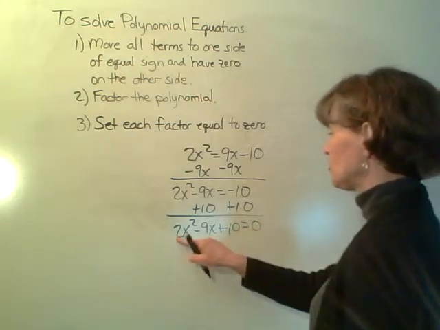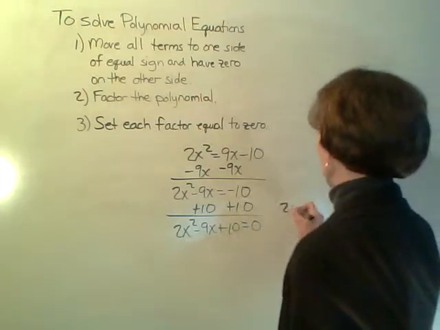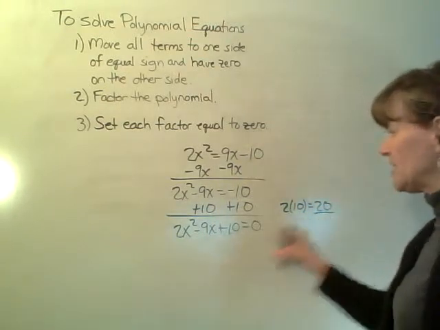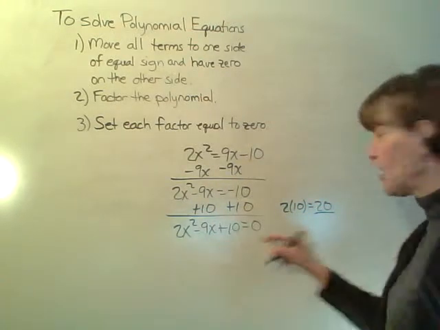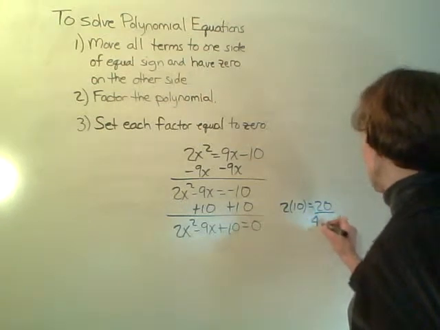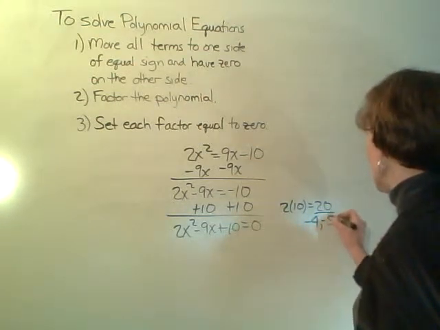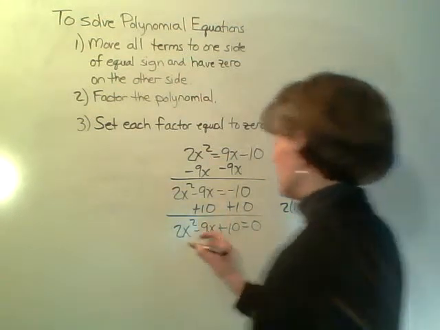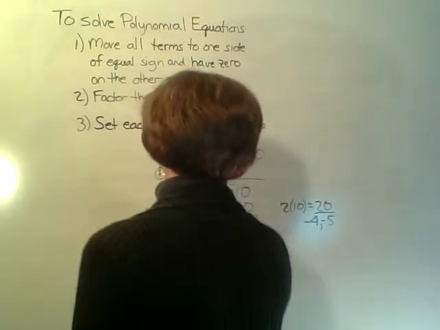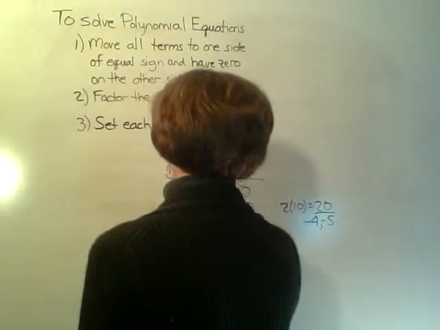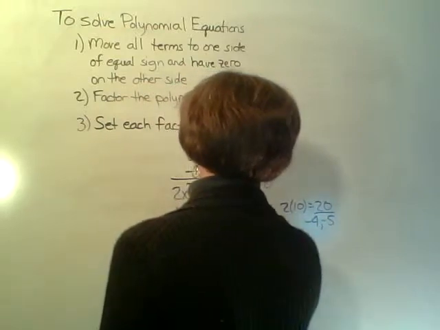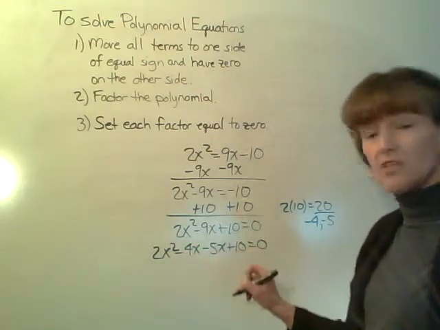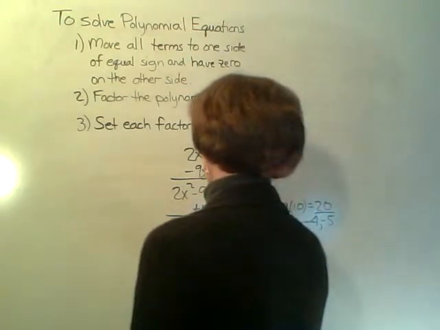Remember to factor these, we look for two numbers, 2 times 10, that multiply to give me 20 and add to give me negative 9. Well, the two numbers that come to mind are 4 and 5. They're going to have to be negative since 9 is negative. So I'm going to rewrite this trinomial as 2x squared minus 4x minus 5x plus 10 equals 0. Now it is written in 4 terms, and I can factor by grouping.